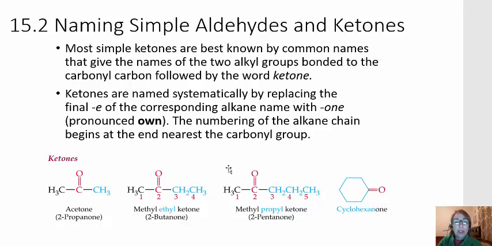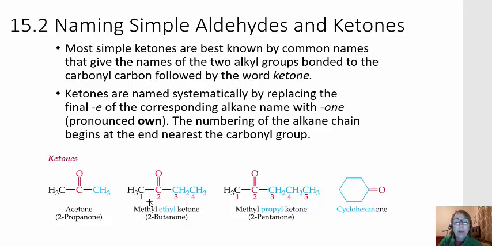Then for the IUPAC nomenclature, we count the number of carbons in the longest chain, and then we assign the smallest number possible to the carbonyl carbon, and instead of ending in -ane like we would for an alkane, the name ends in -one for ketone. So acetone, which has 3 carbons, and the carbonyl on that 2 carbon, is known as 2-propanone.